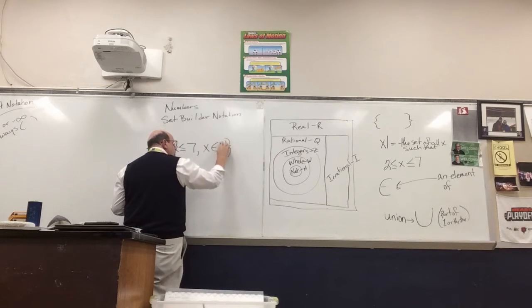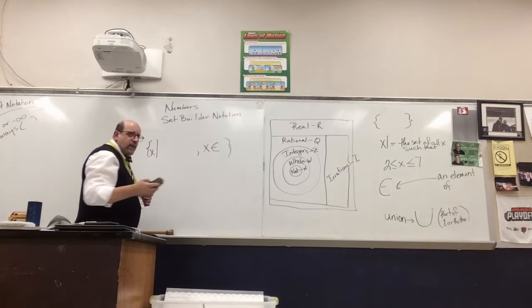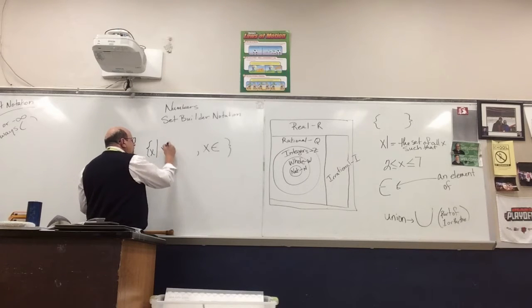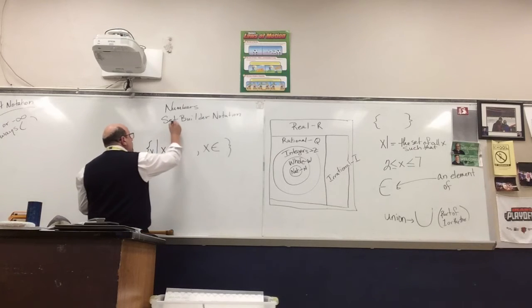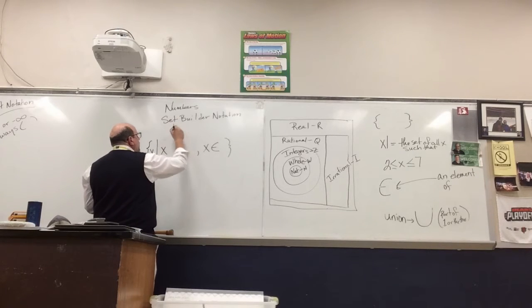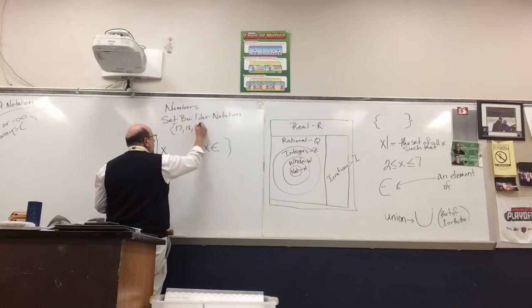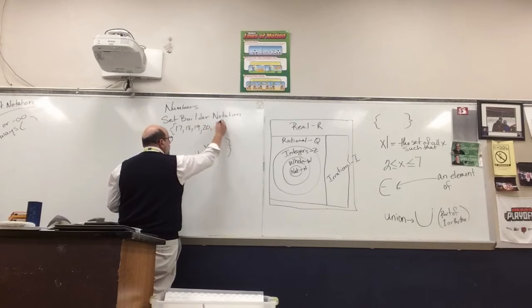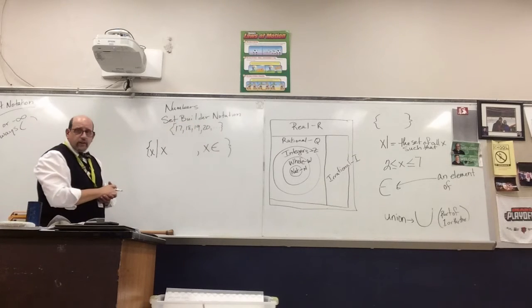Just going to erase pieces of it because they all start and end virtually the same way. This one, I'm going to put an X in here. And I'm going to talk about this set that's been given to us. It's 17, 18, 19, 20 ellipses. And the ellipses tell us that the set continues on infinitely in terms of counting numbers.